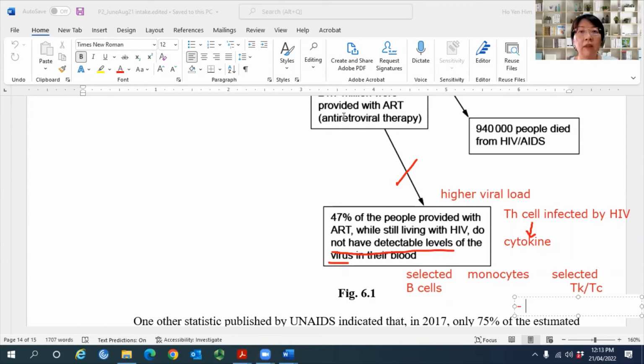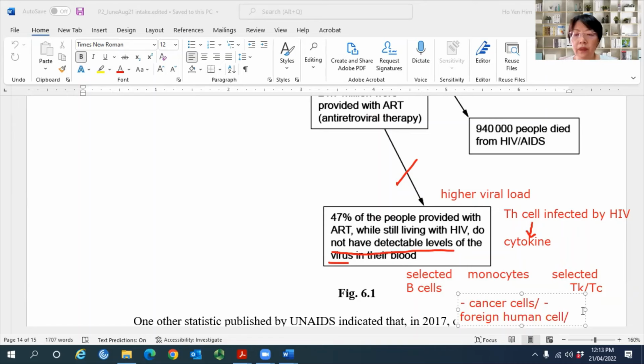Foreign cells, cancer cells? Cancer cells, correct. What do you mean by foreign cells? Is it foreign bacteria or what? Non-self antigen. That means it's actually a foreign human cell. Okay, foreign human cell. Usually in a transplant, or when a wrong blood group has been transfused.